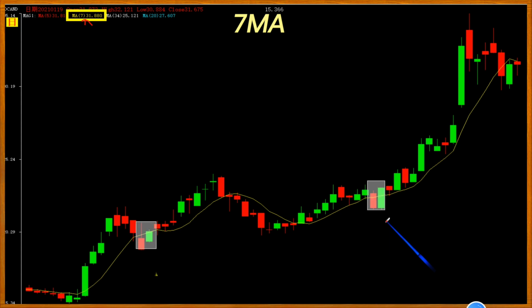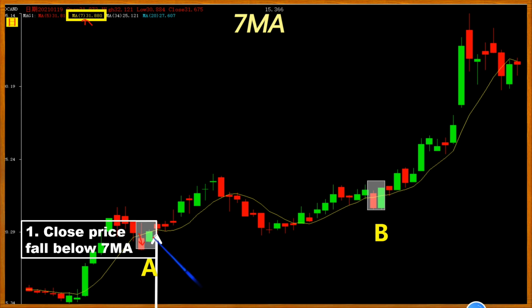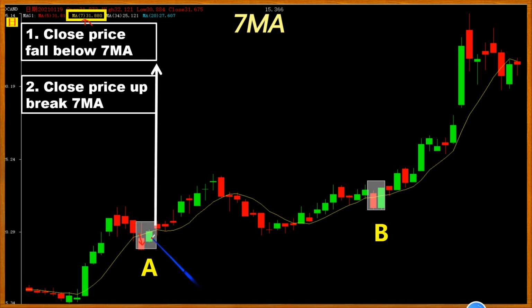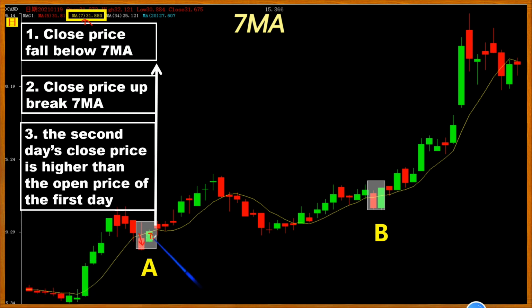Look at A point. Firstly, the close price fell below the 7 moving average on the first day. And then, on the second day, the price began to go up. And finally, its close price broke out above the 7 MA. And thirdly, the close price of the second day needs to be higher than the open price of the first day. At that point, it's a buy point.